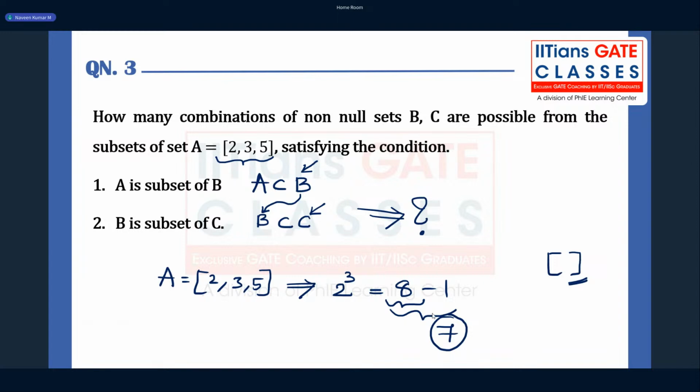But B can be anything. We do not know. And C also can be anything, right? So there is no end for this. B can be more than A, like B can have 10 elements, right? Because that is the issue that the question is posing here. So I assume that the question is having some ambiguity.